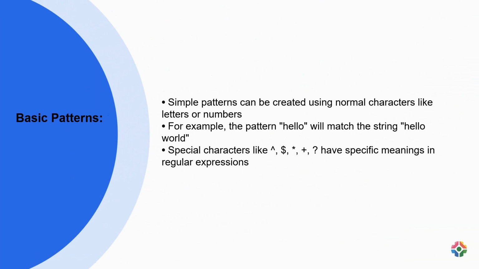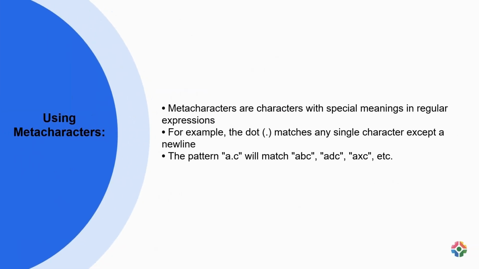Regular expressions utilize normal characters like letters or numbers to form simple patterns. For instance, if we use the pattern hello, it will match the string hello world. However, special characters such as the asterisk, plus, and dot hold distinct meanings within regular expressions. For instance, the asterisk represents 0 or more occurrences of the preceding character, while the plus sign denotes one or more occurrences. This utilization of special characters enables the creation of more dynamic and precise patterns for text processing tasks.